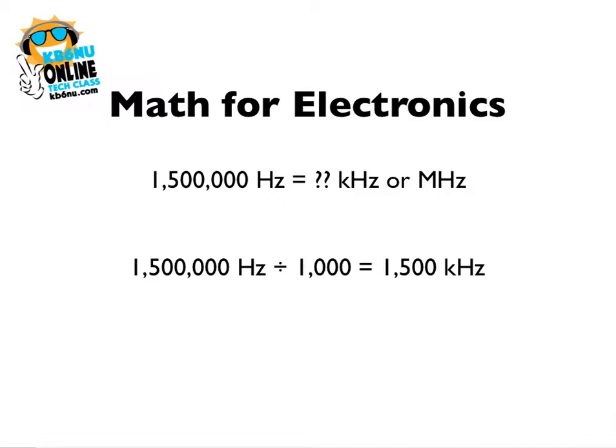Question: what is another way to specify a radio signal of 1,500,000 hertz? Answer: 1,500 kilohertz. There are 1,000 hertz in 1 kilohertz, so dividing the number of hertz by 1,000 will give you the frequency in kilohertz. And dividing the number of hertz by 1,000,000 will give you the frequency in megahertz. 1,500,000 hertz divided by 1,000, therefore, equals 1,500 kilohertz.